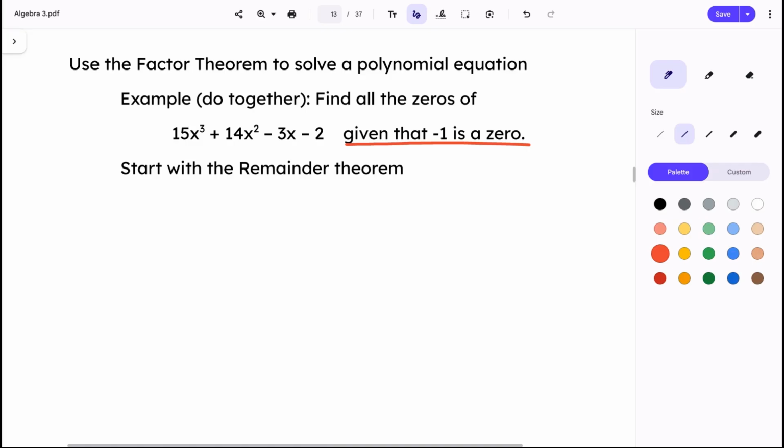Do you guys all have a calculator in front of you? No. Okay, well, if you don't, I'd go get one. Because I want you guys on your table to plug in this function, 15x to the third plus 14x squared minus 3x minus 2. Go ahead and plug that into your table. I don't care where you start, okay? I just want you to go to your table and look at these values.